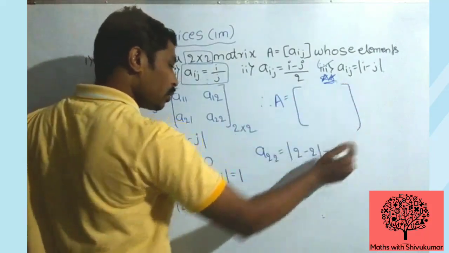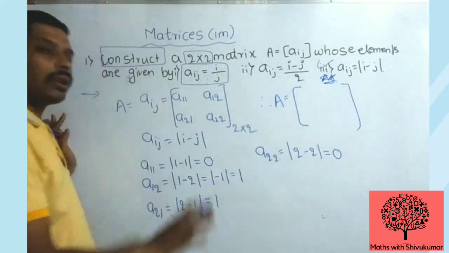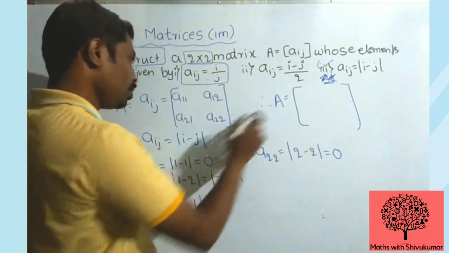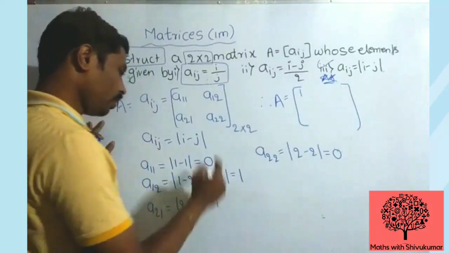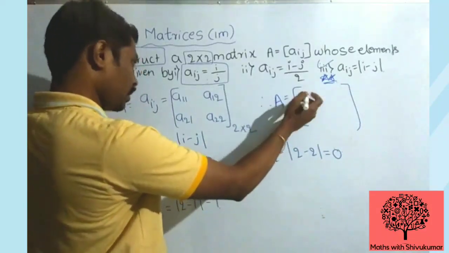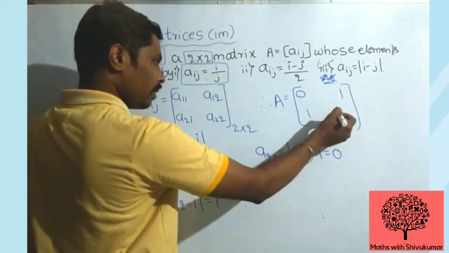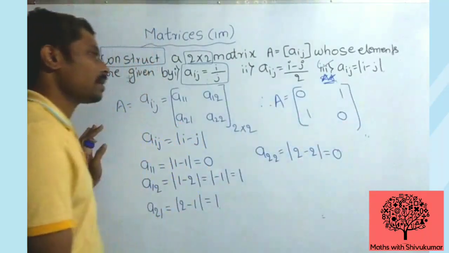Many students will calculate but will not write. If you do not write, you will lose the marks. You have to write. So A11 is how much? 1. A12 is how much? Sorry, it is 0. So it is 0, 1, 1, 0. It is the required answer.